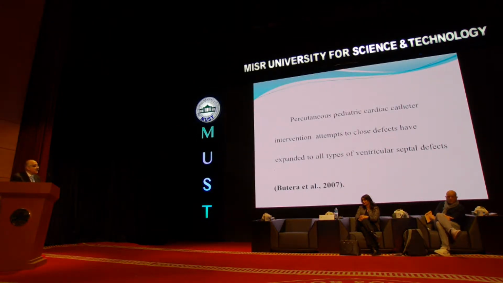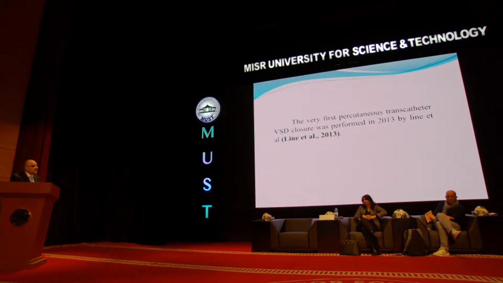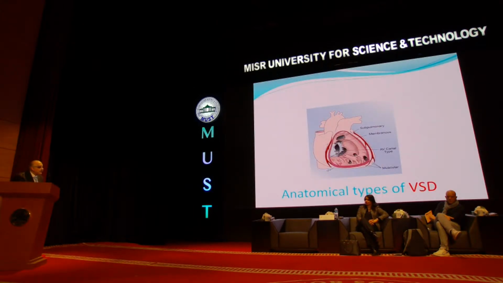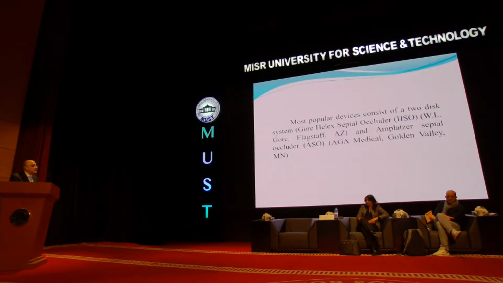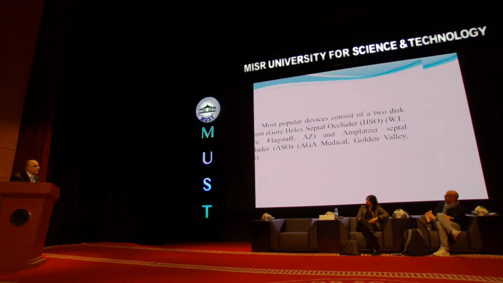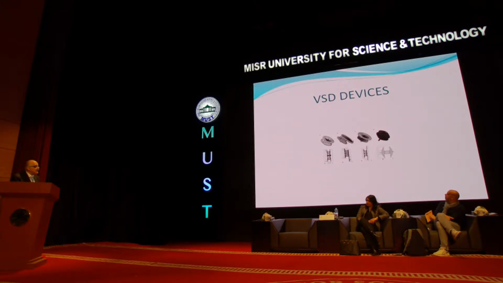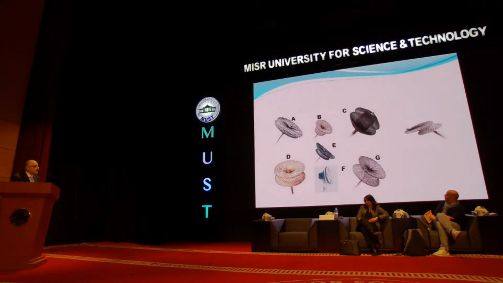Now, percutaneous pediatric catheter intervention attempts to close defects and extends to all types of ventricular septal defects. The very first percutaneous VSD closure was in 2013. These are a lot of types of VSDs. Now, a large collection of devices has been developed and tested for closure rate. Most popular devices consist of a two-disc system. These are VSD devices according to the position, and this is another group according to the position.